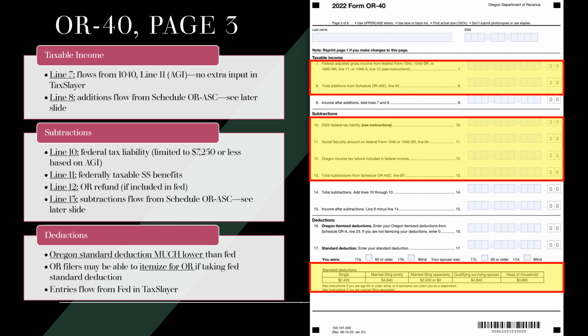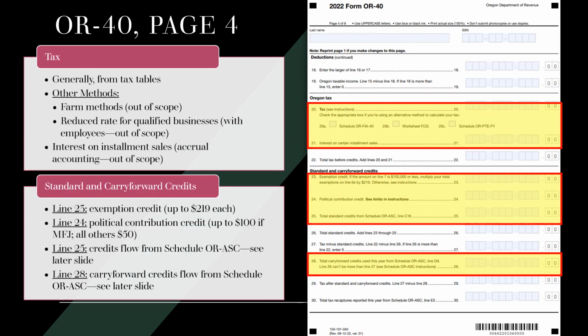In this instance, the taxpayer would take the standard deduction on their federal income tax return, but itemize on their Oregon return. In TaxSlayer, we would enter the itemized deductions in the federal inputs. The software will choose the federal standard deduction where that amount is higher, and the itemized inputs will flow on to the Oregon return. On page 4 is the section for tax.